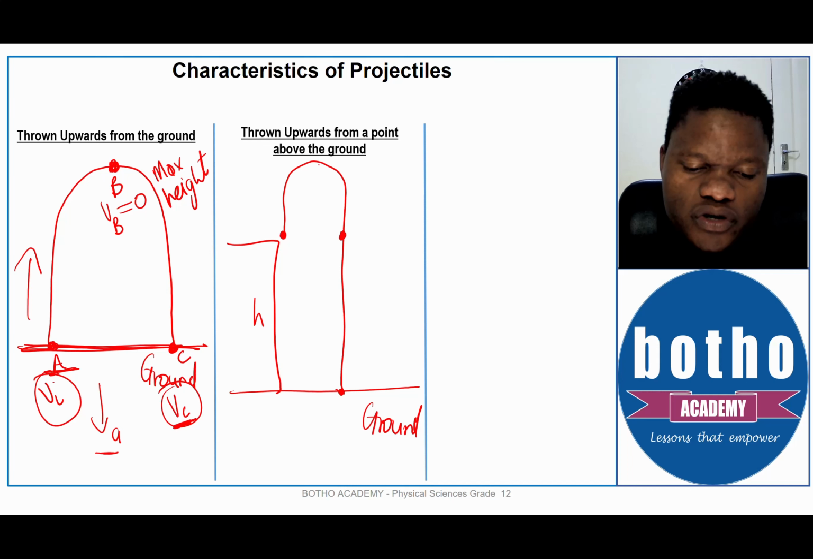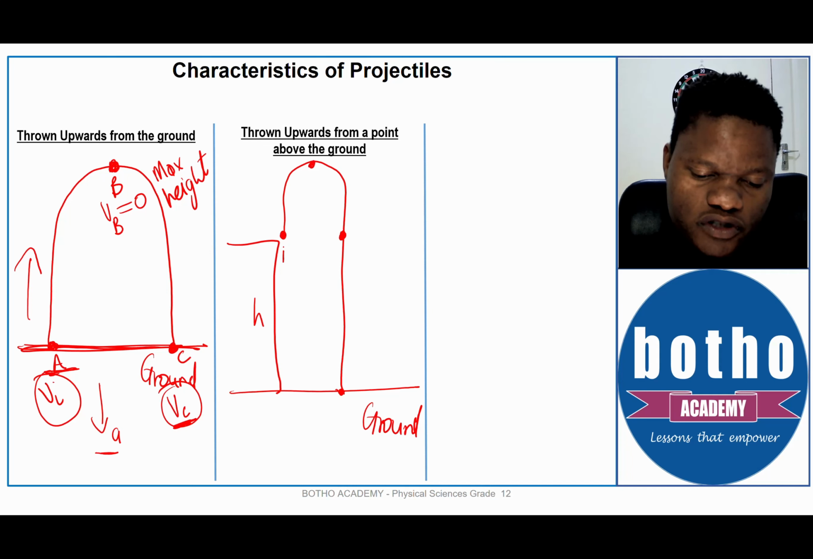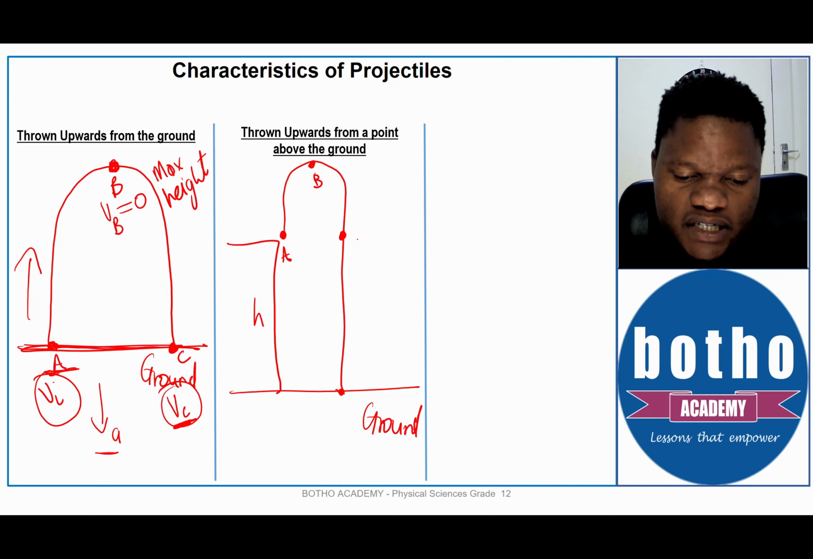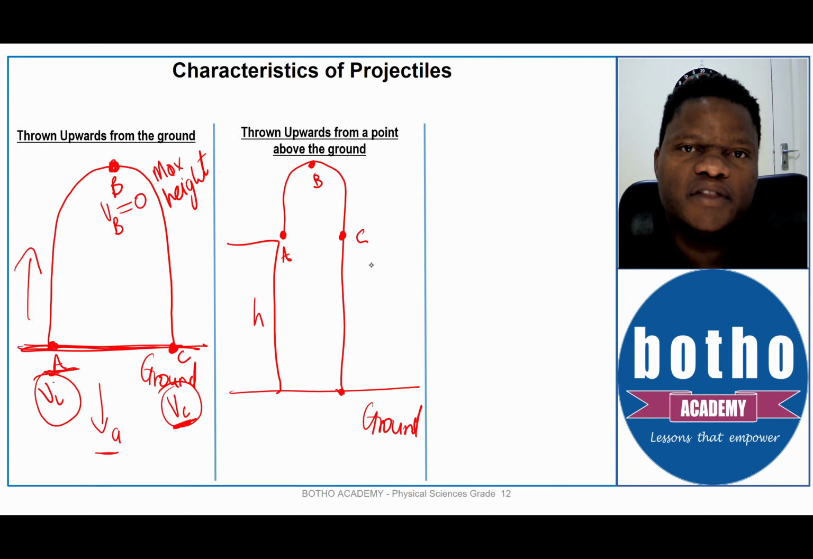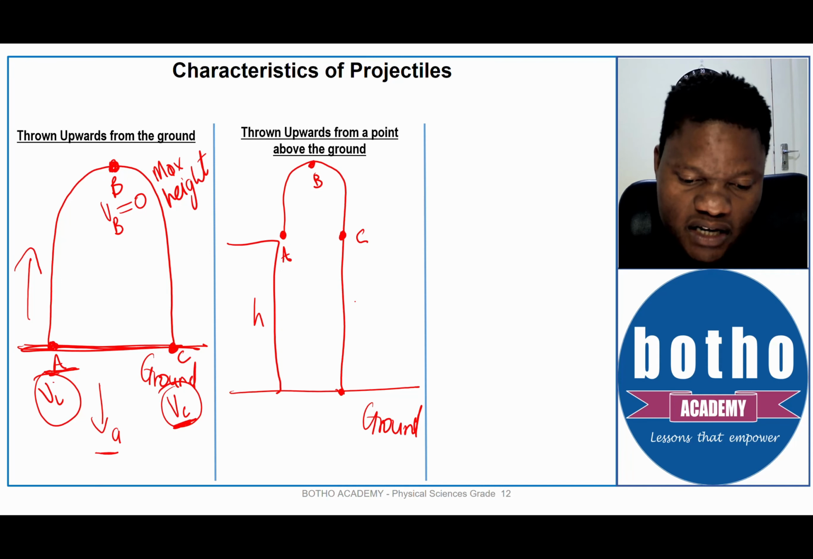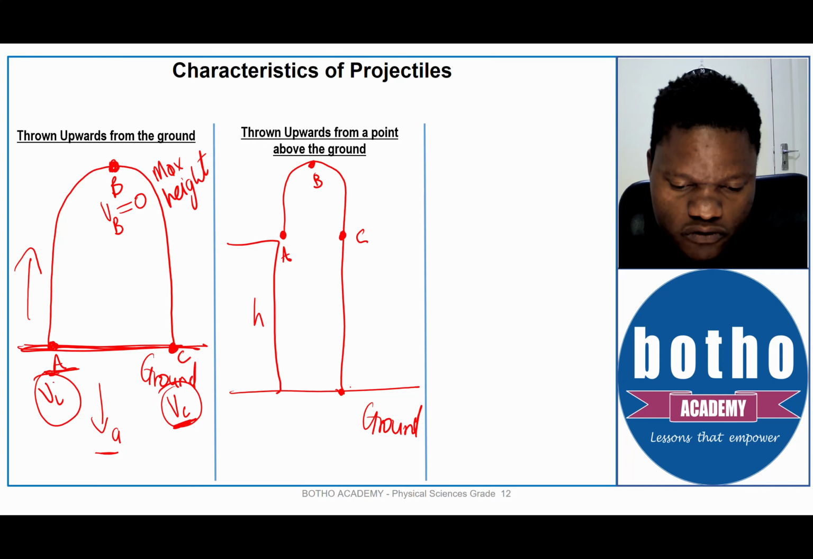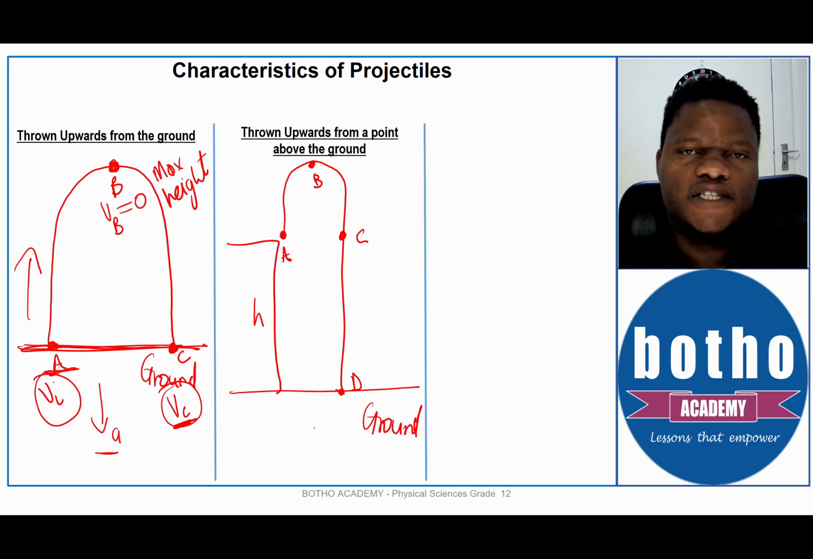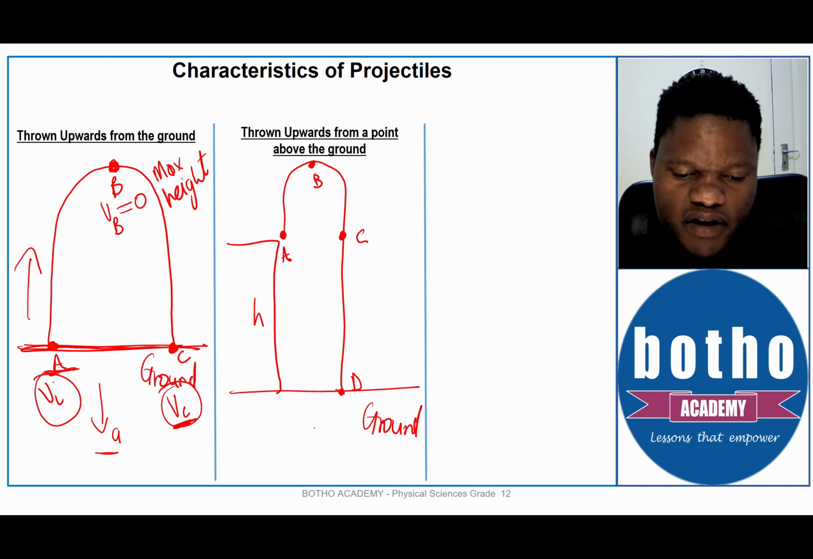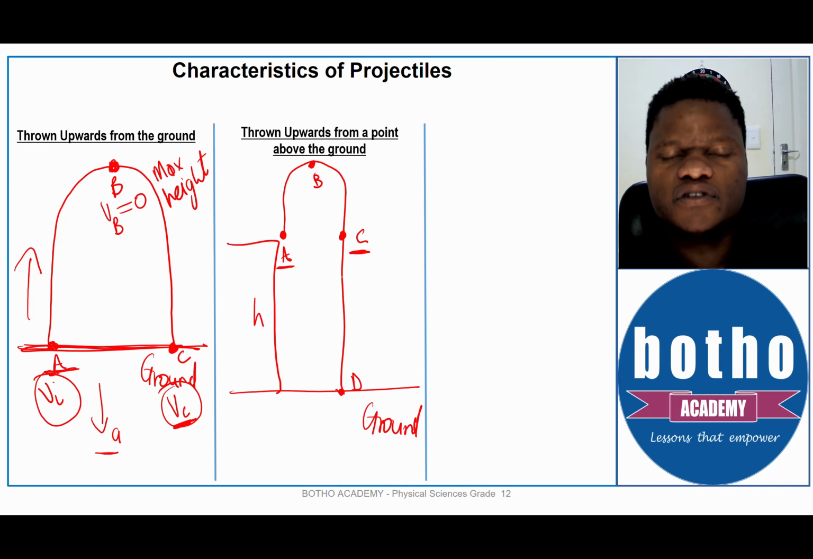I'm going to have 4 points now. At this point A, the object is starting, then we reach point B, which is the maximum height. Point C is the point where the object returns to the same height from which it was launched, but then it doesn't stop there. It continues moving all the way to point D. The other thing you need to remember here is that the magnitude of the velocity at point A is the same as the magnitude of the velocity at point C.